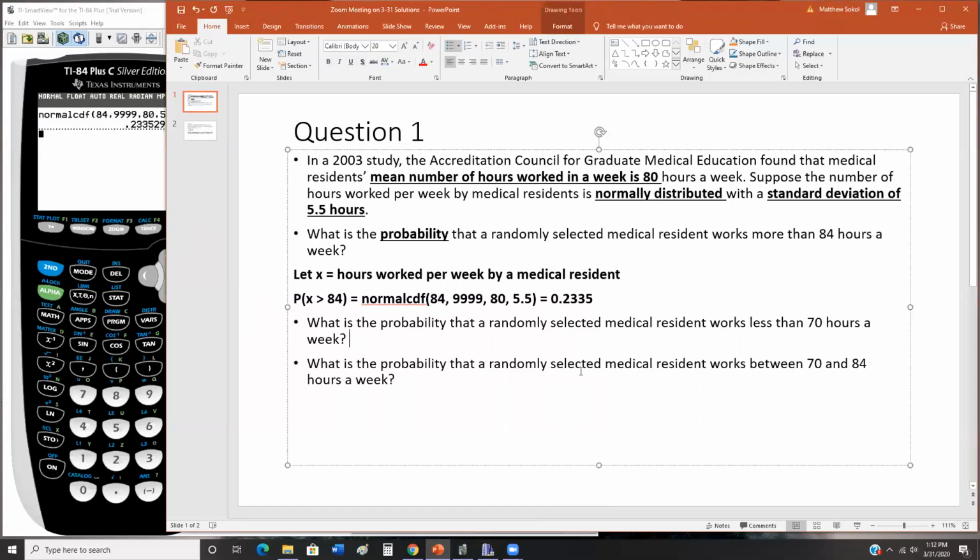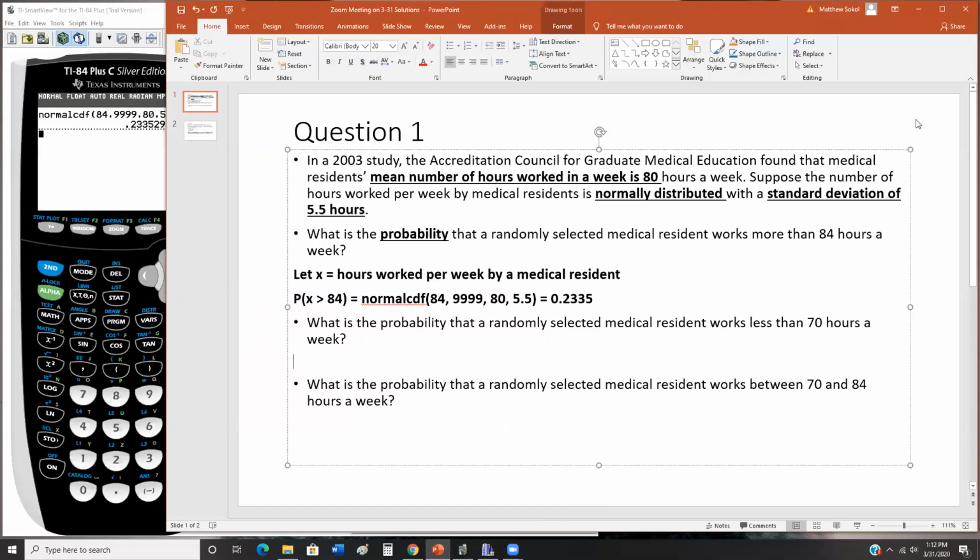All right, so let's try this next one. The next one says, what is the probability that a randomly selected resident works less than 70 hours per week? So that's the probability that that random medical resident works less than 70 hours. So I have to figure out that.